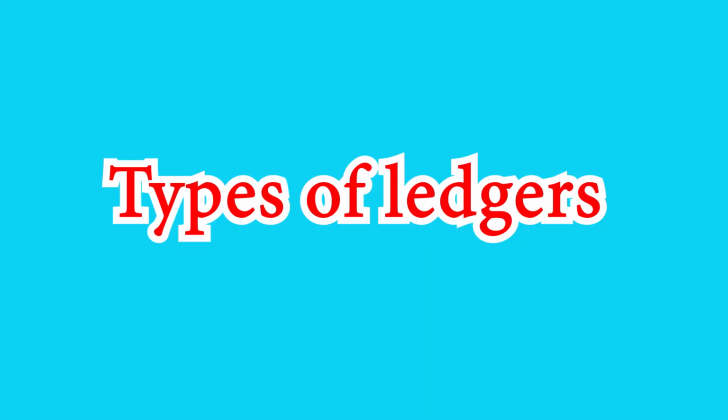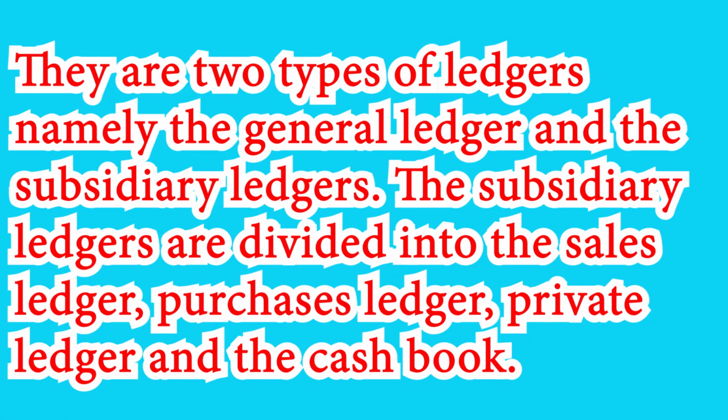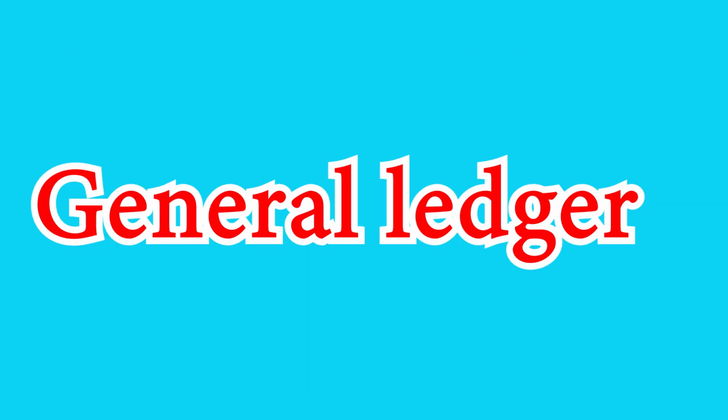Let us now look at types of ledgers. There are two types of ledgers, namely the general ledger and the subsidiary ledgers. The subsidiary ledgers are divided into the sales ledger, purchases ledger, private ledger, and the cash book. So we're going to start with the general ledger.